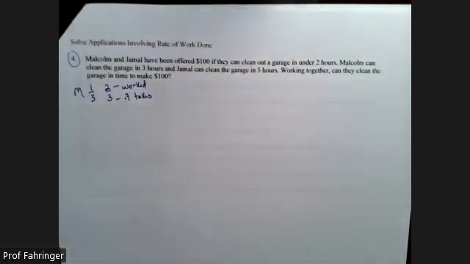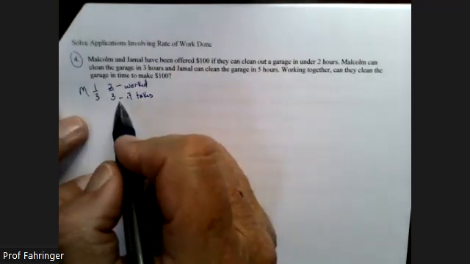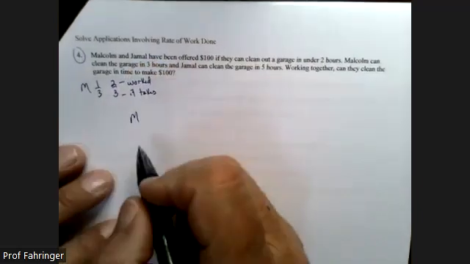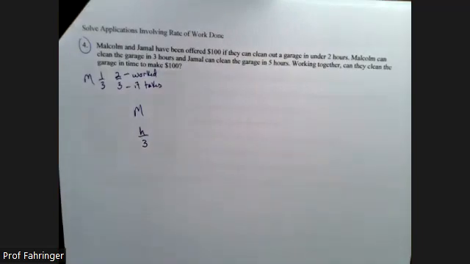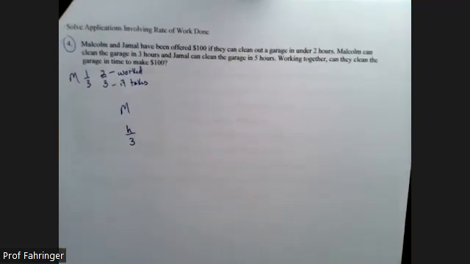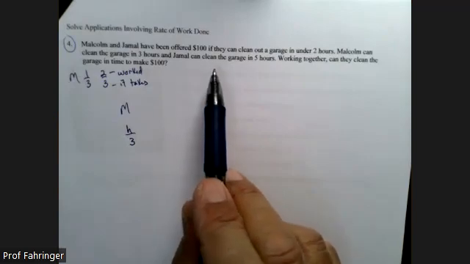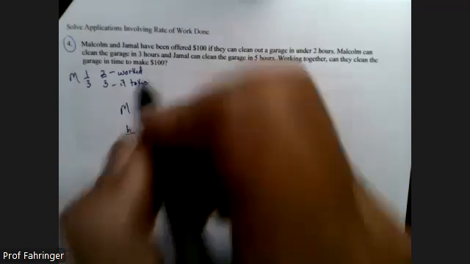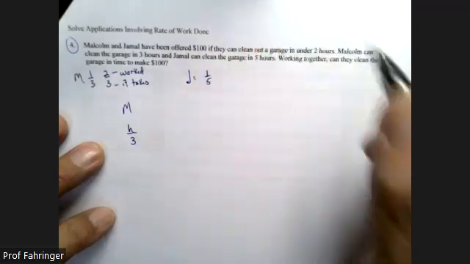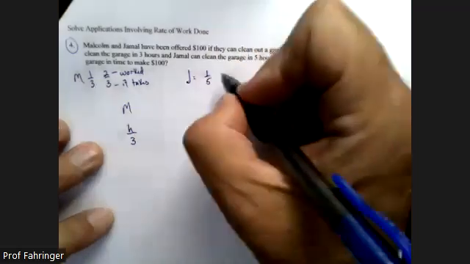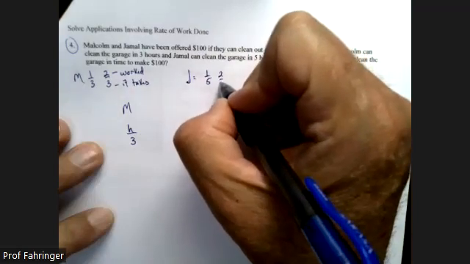If I don't know how long Malcolm's working, I'm just going to call that H for hours. Because if he works 1 hour, he'd have 1/3 of the job done. If he worked 2 hours, he'd have 2/3. Jamal can clean the garage in 5 hours. Same kind of deal. If Jamal worked 1 hour, he'd have 1/5 of the job done. If Jamal worked 2 hours, he'd have 2/5.